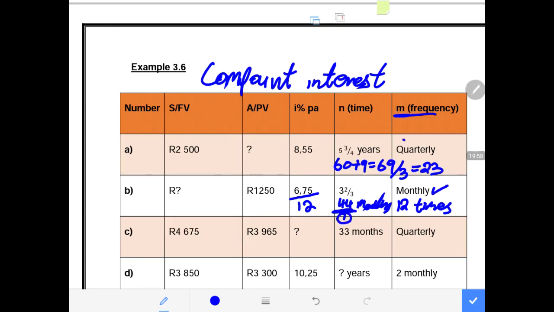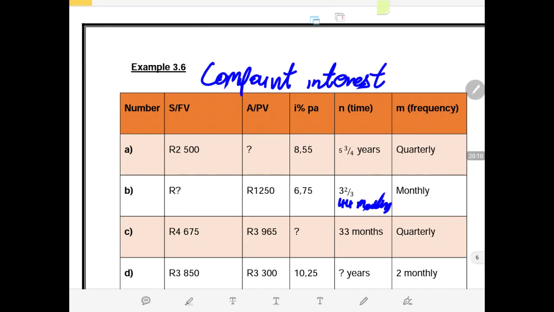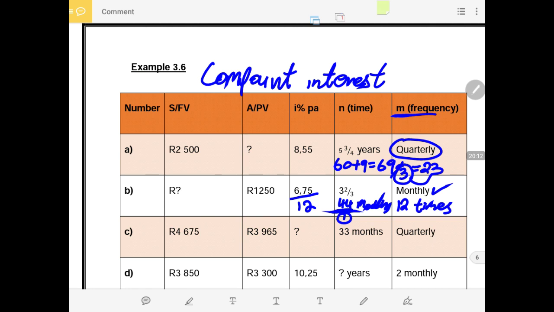In this one, it was quarterly. Then we said, how many months do we have in a quarter? There are 3 months in a quarter. Then we divided by 3, and that gave us the same 23 as you have seen in my calculations. So I'm highlighting this because it is very important to note.